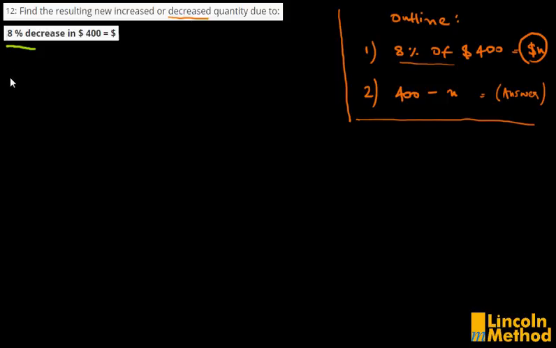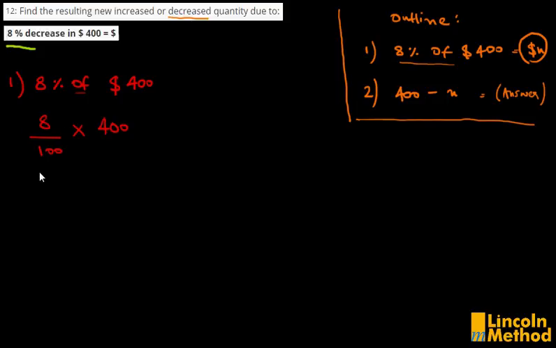Let me change the color. So the first step, as I said, we need to find 8% of $400. So I'll rewrite the statement here and we can move on to the calculations. So 8%, we have done this before. We know how to solve this. 8% is 8 over 100. This "of" can be replaced by a multiplication sign, and since we're mathematically solving this, we can do without writing this dollar sign here. So 8 over 100 multiplied by 400.